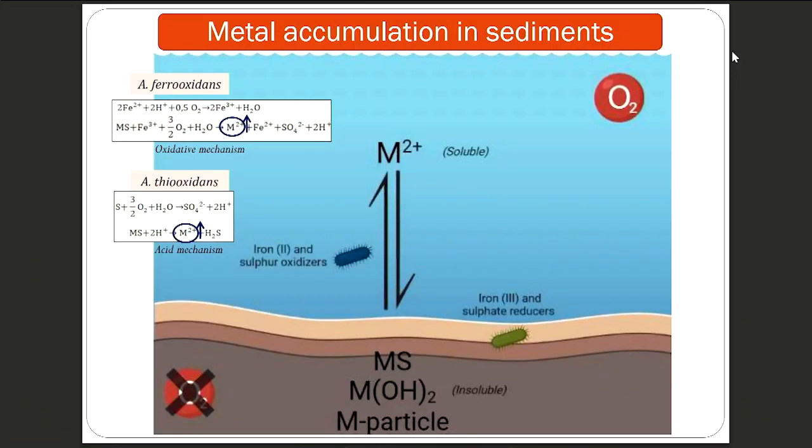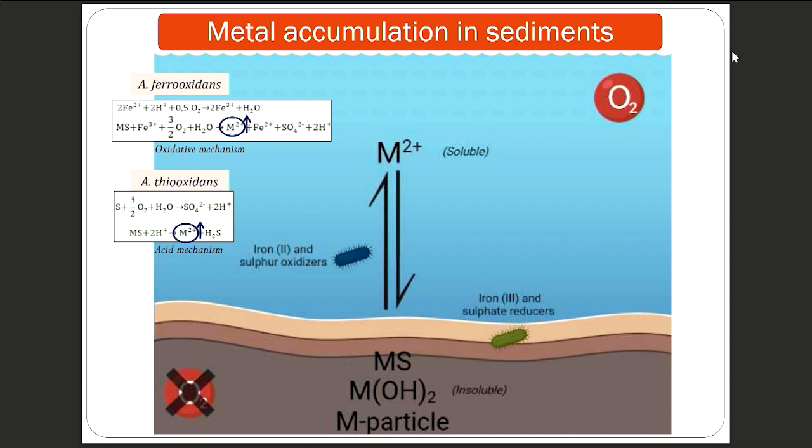Ferrooxidans bacteria have an oxidative mechanism. They oxidize iron II to iron III, and this iron III can react with metal sulfides, generating sulfate and releasing the metals. Thiooxidans have an acid mechanism. They oxidize sulfur to sulfate, generating acidic conditions in which the metals can also be released.